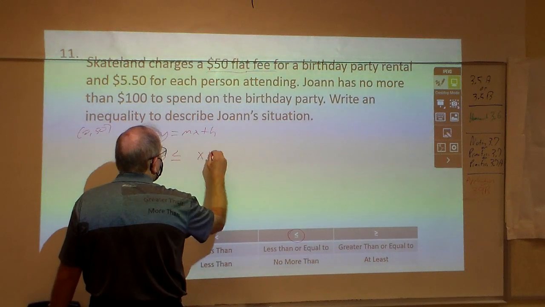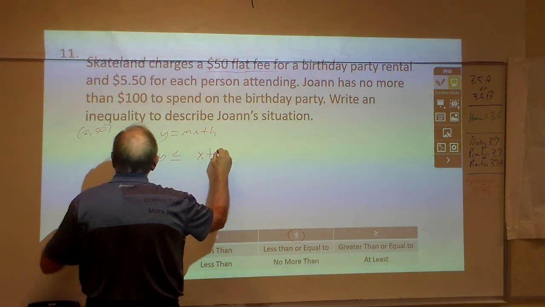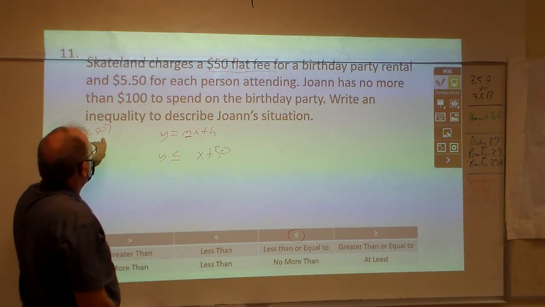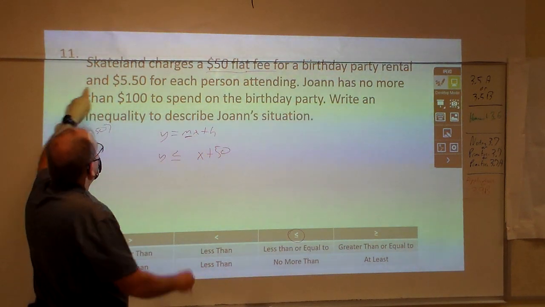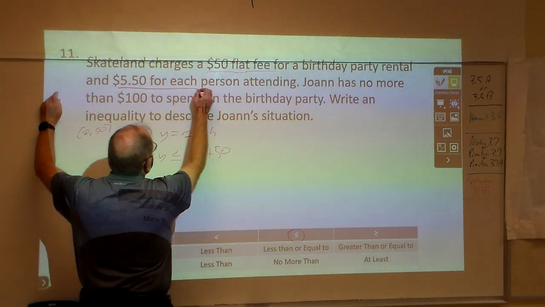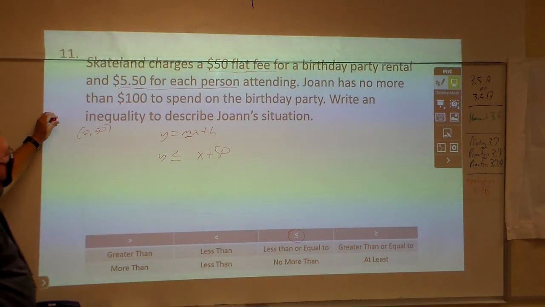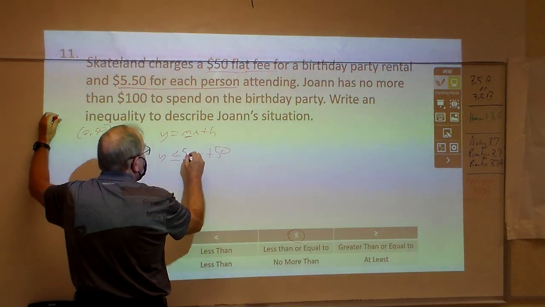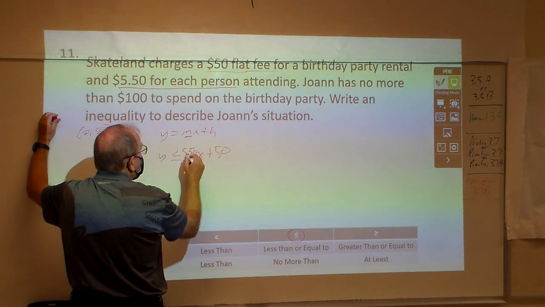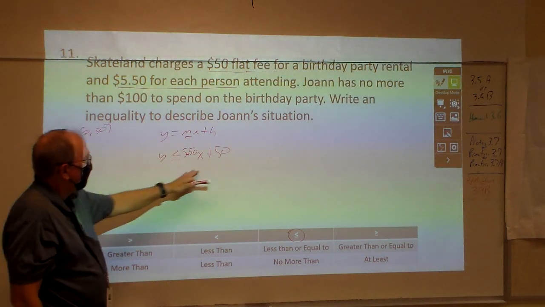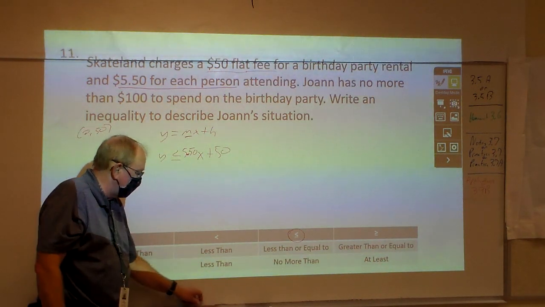I need to find the slope and the y-intercept. The y-intercept happens to be 50. So now all I have to find is the slope, and here's what I love. If you see the word each, that's a good indication that that's my rate of change or slope. So this would be $5.50, $5.50 extra for each person that comes. So that would be how you would write this as an equation.